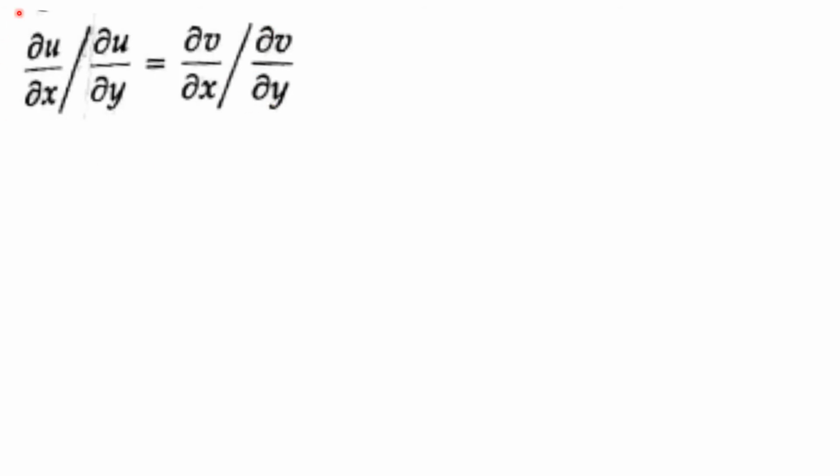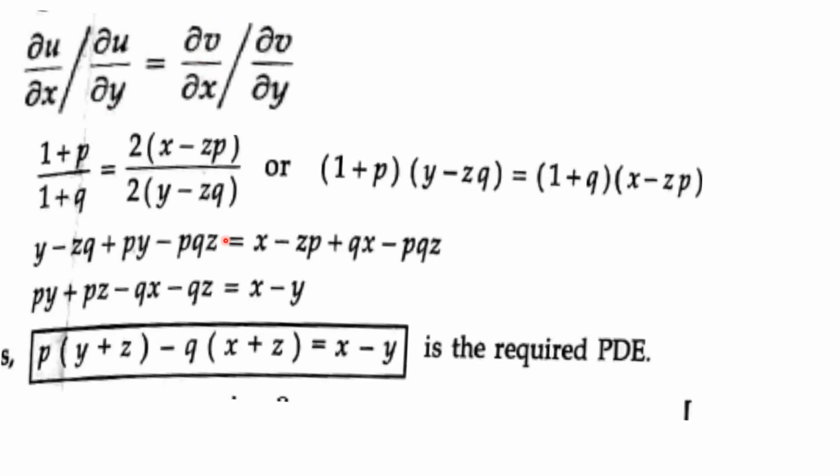Now do the substitution. You know what dou u by dou x is, you know what dou u by dou y is. You know what dou v by dou x is, as well as dou v by dou y. So dou u by dou x is 1 plus p, dou u by dou y is 1 plus q, dou v by dou x is 2 into x minus zp, and dou v by dou y is 2 into y minus zq. Now here 2 and 2 will get cancelled. Cross multiply, so you get 1 plus p into y minus zq, equals 1 plus q into x minus zp.